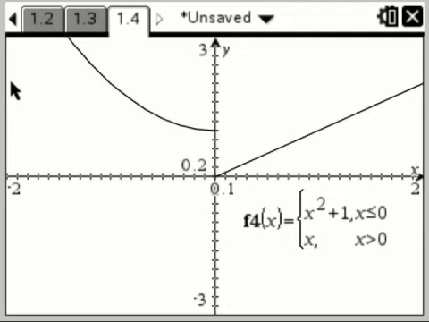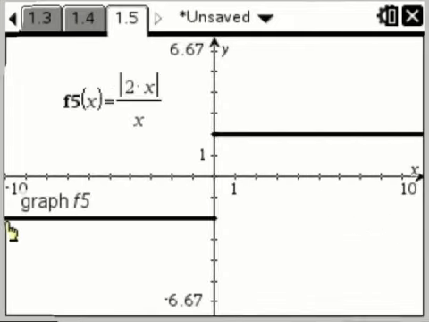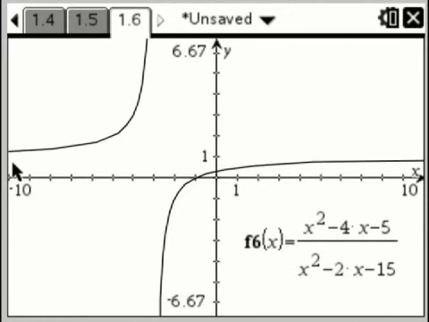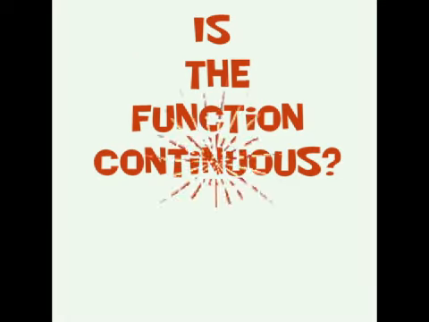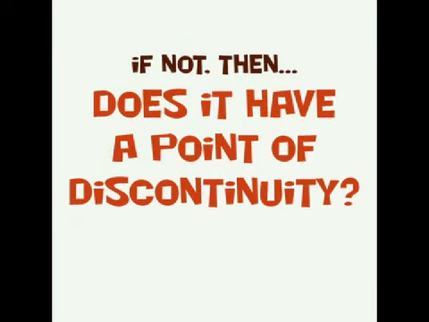A function can have holes in it, or it can jump, or it can have asymptotes, just to name a few variations. Now back to the question, is the function continuous? Or in other words, if not, then does it have a point of discontinuity?